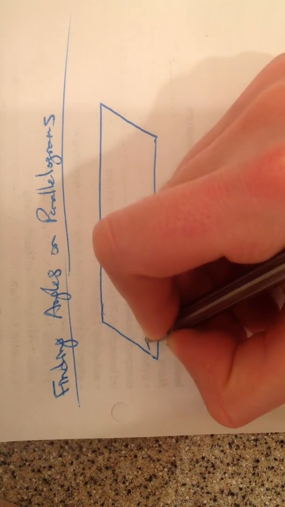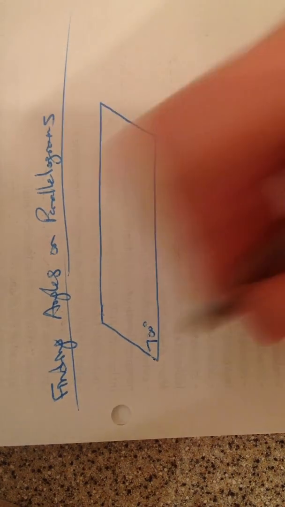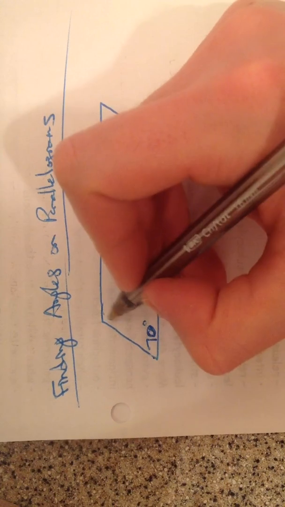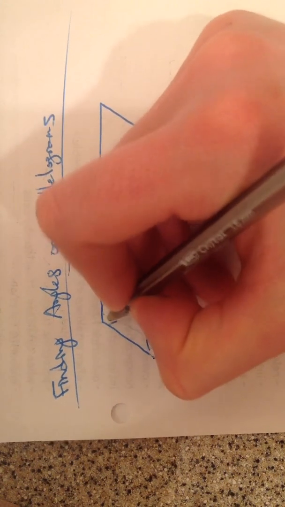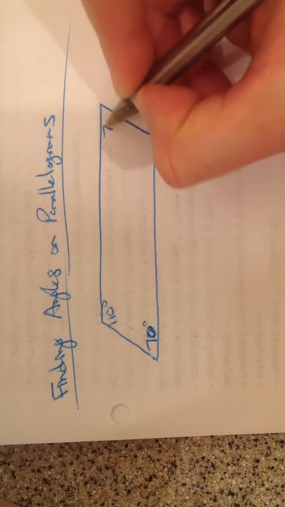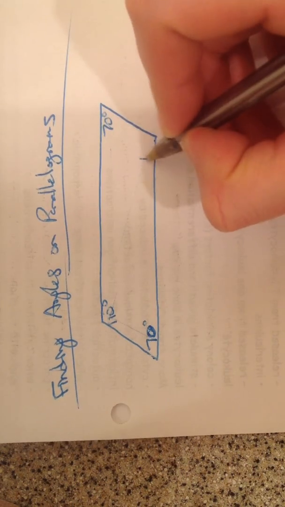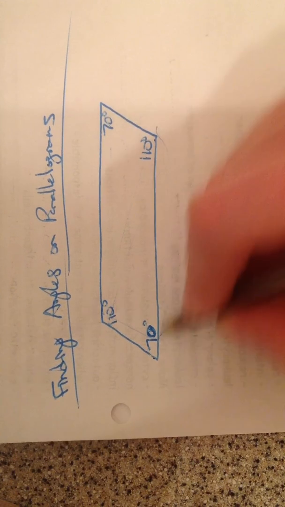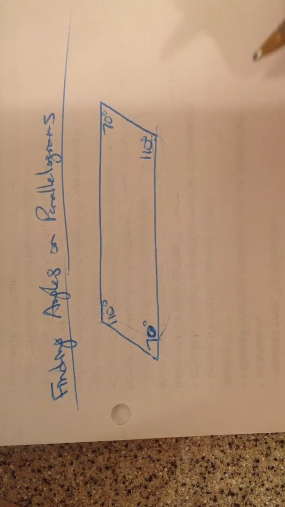So if we know that, for example, this angle is 70 degrees, then we know this pair adds up to 180. So this has to be 110. We know that opposite angles are congruent, so this has to be 70, and this has to be 110. Or we know this forms 180 as well, so we know it's 110 as well.